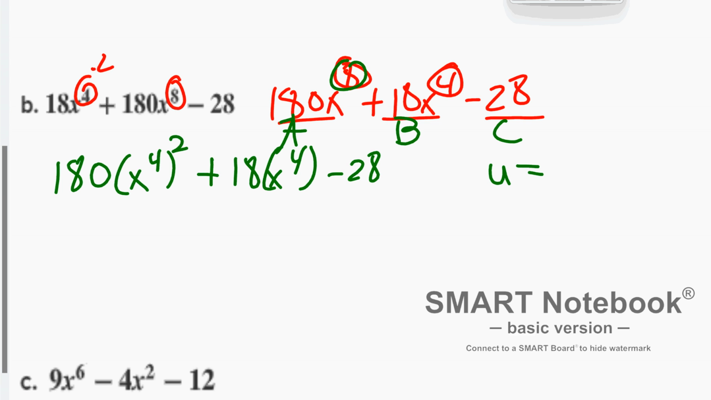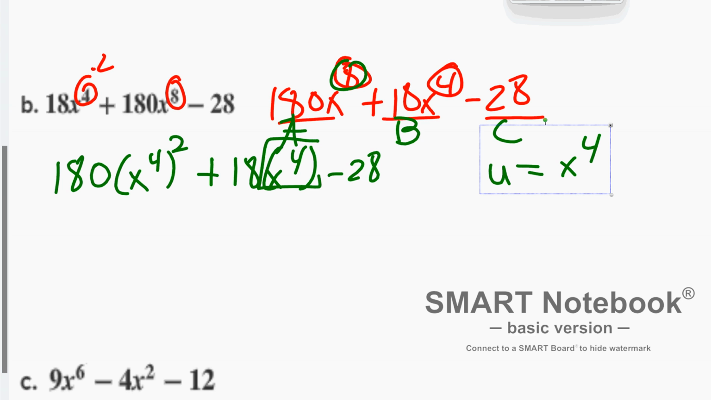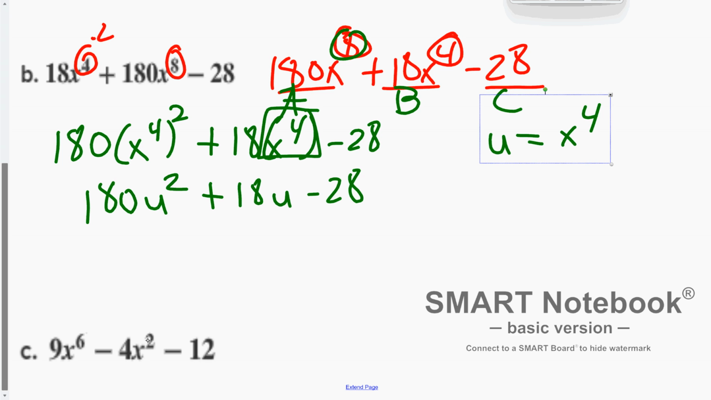U would therefore equal x to the 4th. U is always going to equal that middle term, whatever that middle term is, right? That's what u is always going to equal. And then so I can say, substitute in u squared plus 18u minus 28, and then you could do quadratic formula or try to factor it. So you notice on this last one, when I take the smaller one and times it by 2, I only get 4, which is not 6. So that means I can't do quadratic form on this, so this is prime.